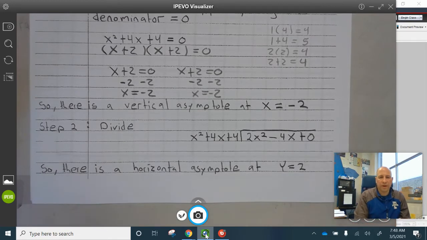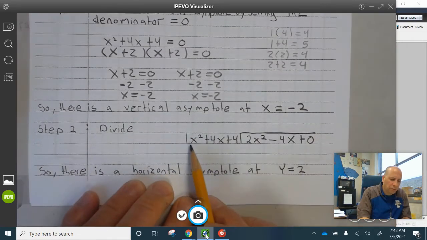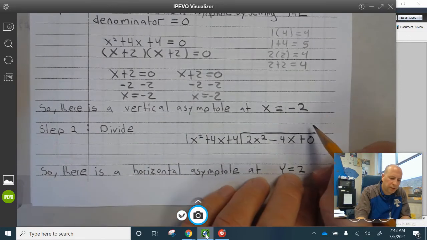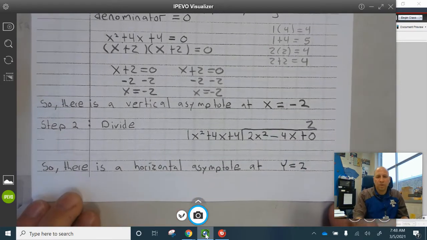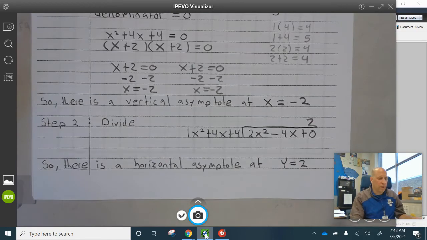All right, step 2, divide. So now we ask ourselves, what do you multiply 1x squared by to give you 2x squared? The answer to that is 2. So there's a horizontal asymptote at y equals 2.